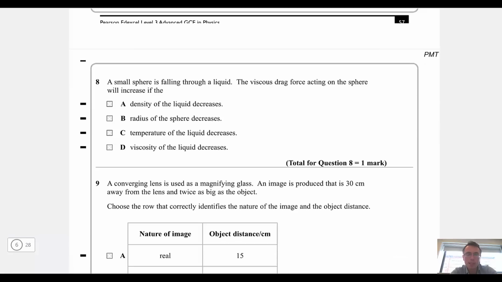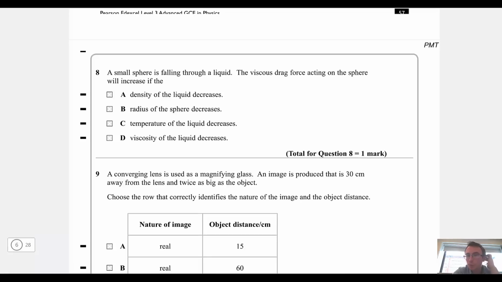Okay, question 8. We have a small sphere falling through a liquid. The viscous drag force acting on the sphere will increase if the density of the liquid decreases. Nope, that will have the opposite effect. The radius of the sphere decreases. That will also have the opposite effect. Temperature of the liquid decreases. That sounds right. But let's just double check the next one. Viscosity of the liquid decreases. This is definitely wrong, so it's got to be C.